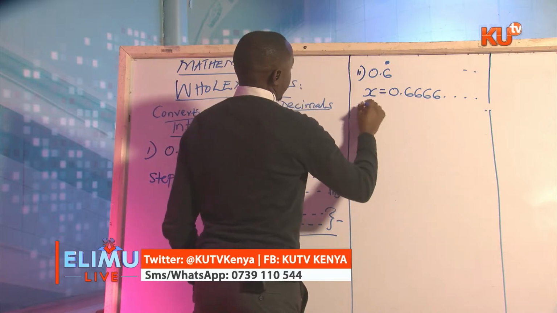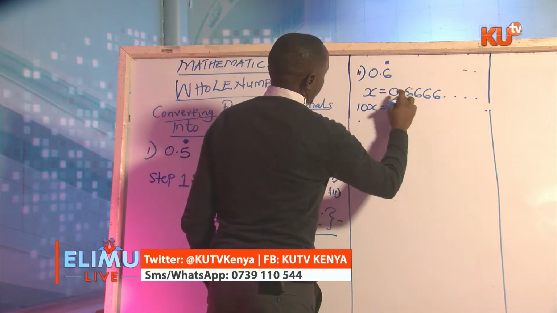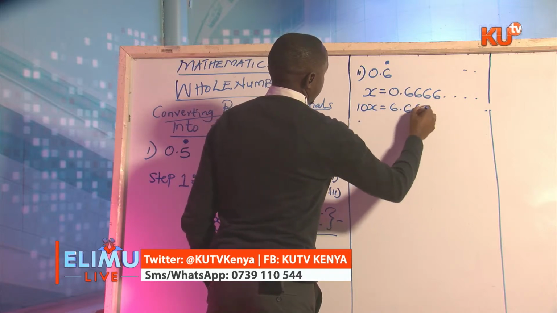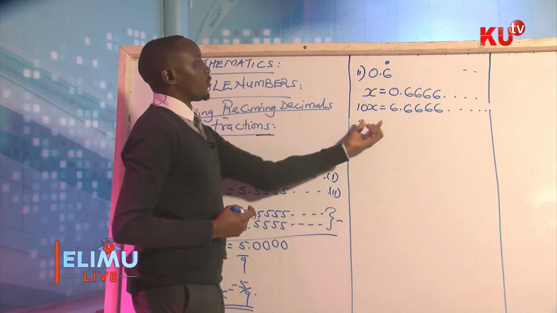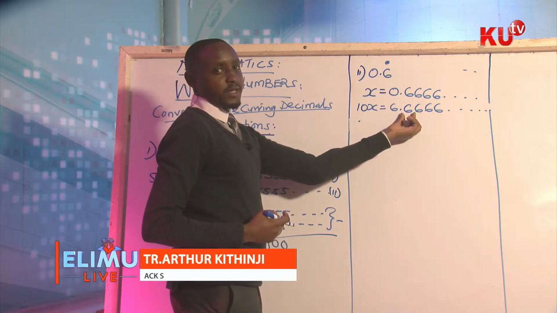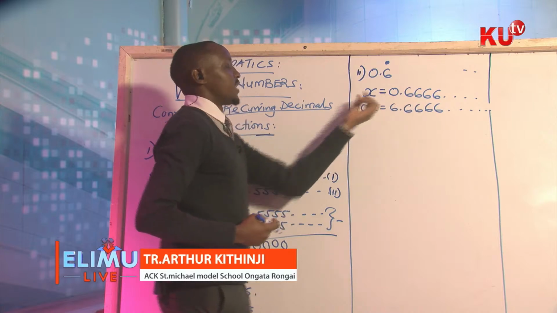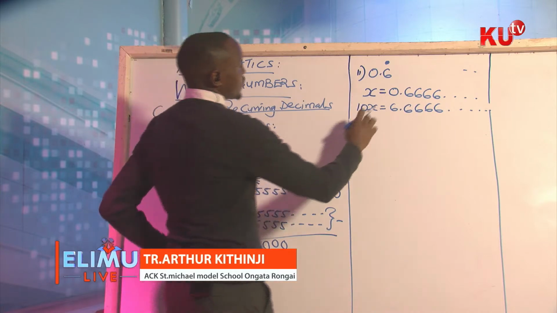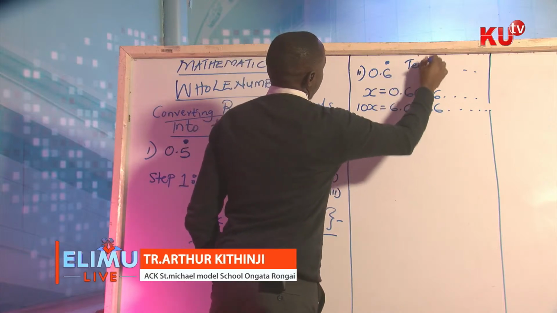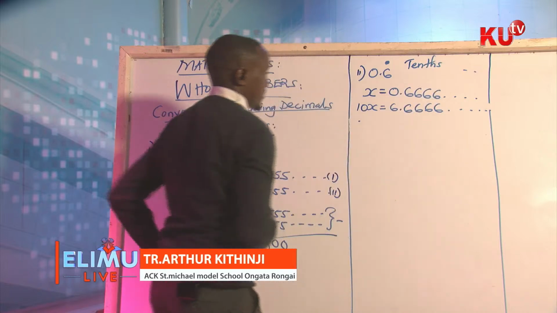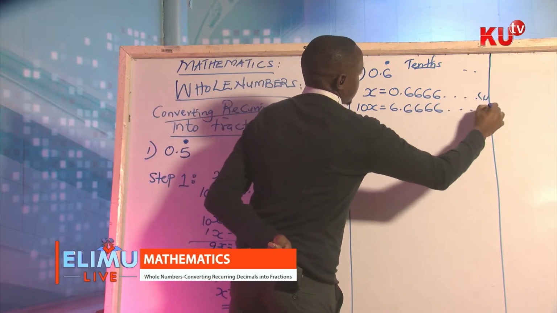So let's look at 10x. 10x will be 6. That is, we multiply this by 10. When we multiply this by 10, you get 6.6666, so on and so forth. This means we are good to go because the number in the tenths place in 10x is the same as the number in the tenths place in x. So learners, remember, the most important thing is to check the number in the tenths place. So this is our equation 1, and this is our equation 2.